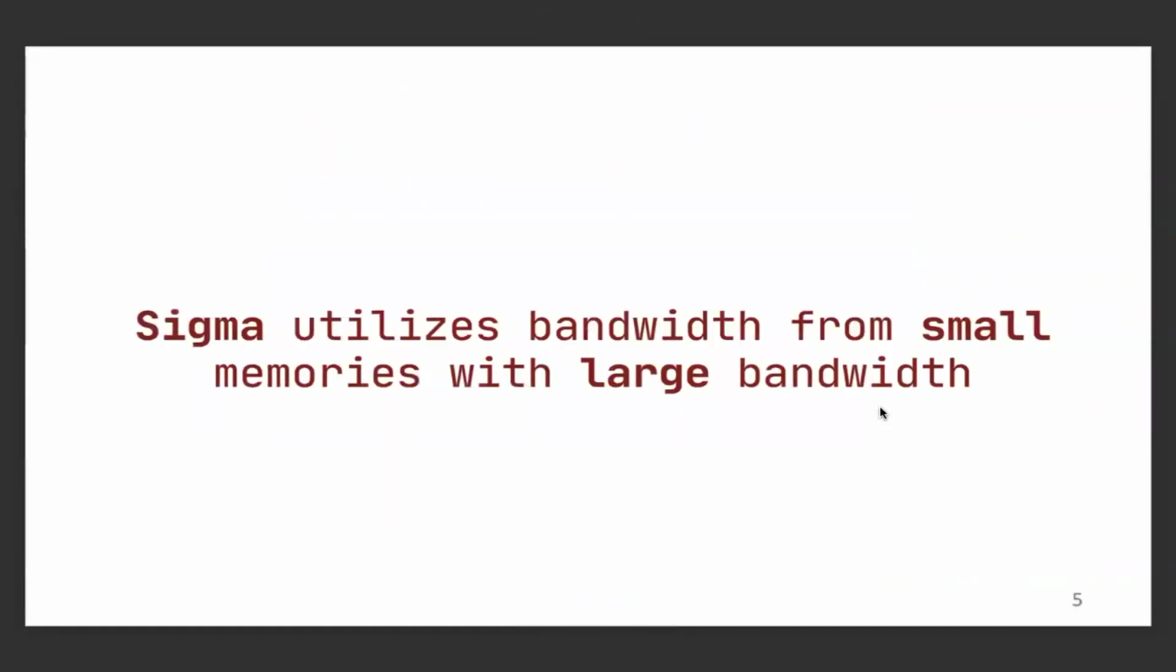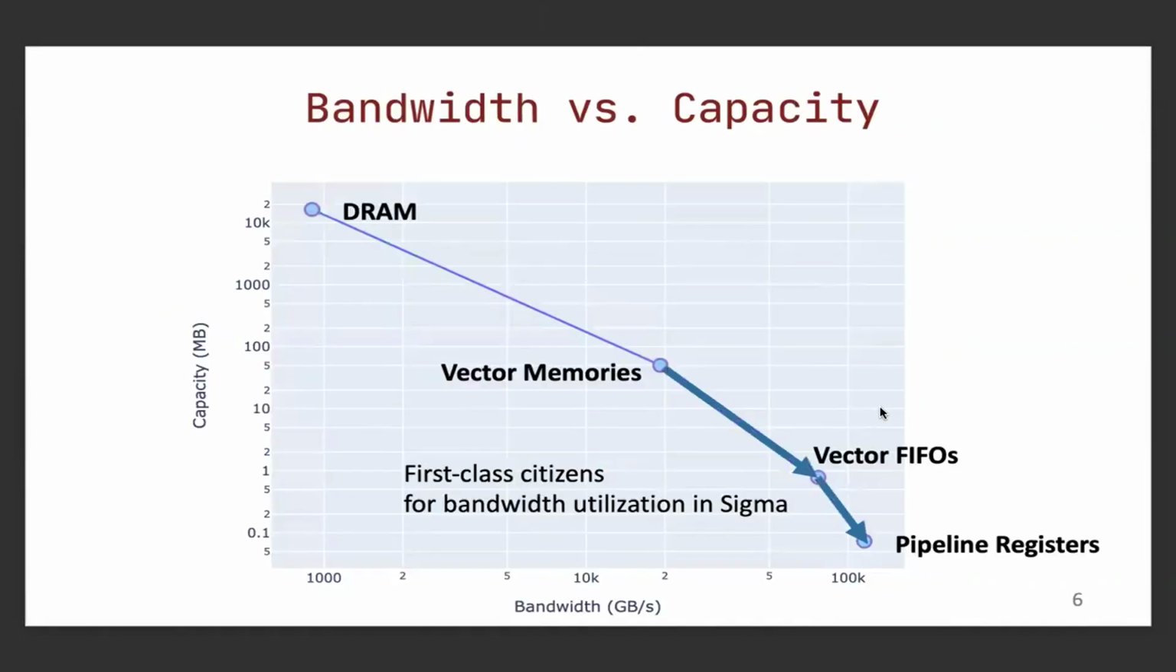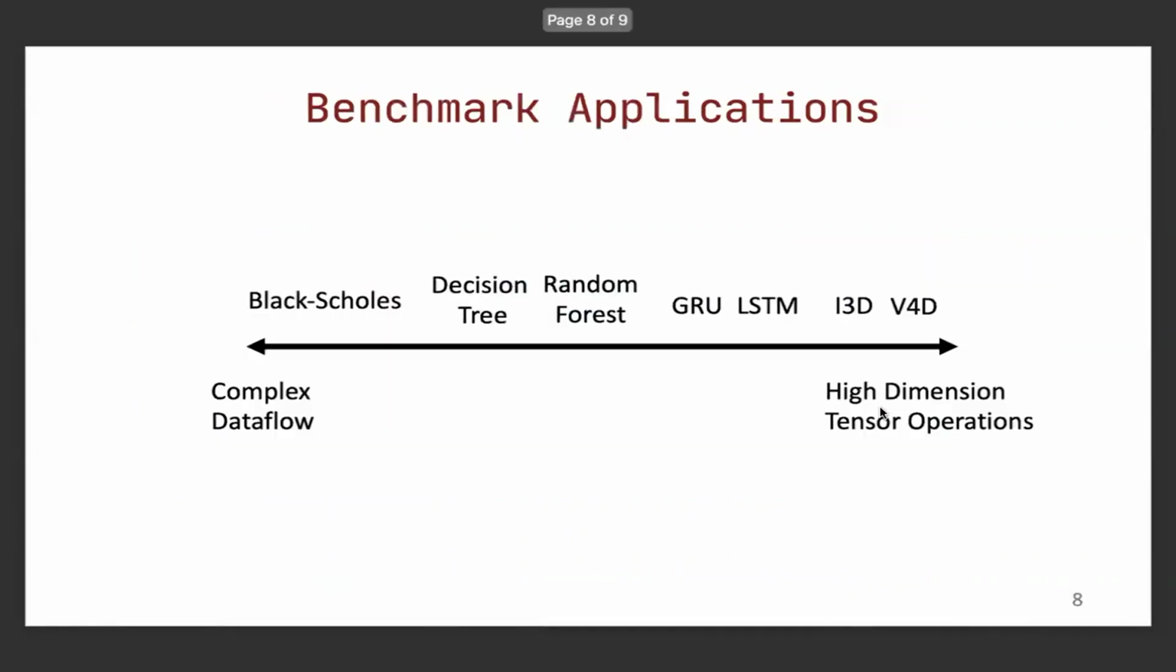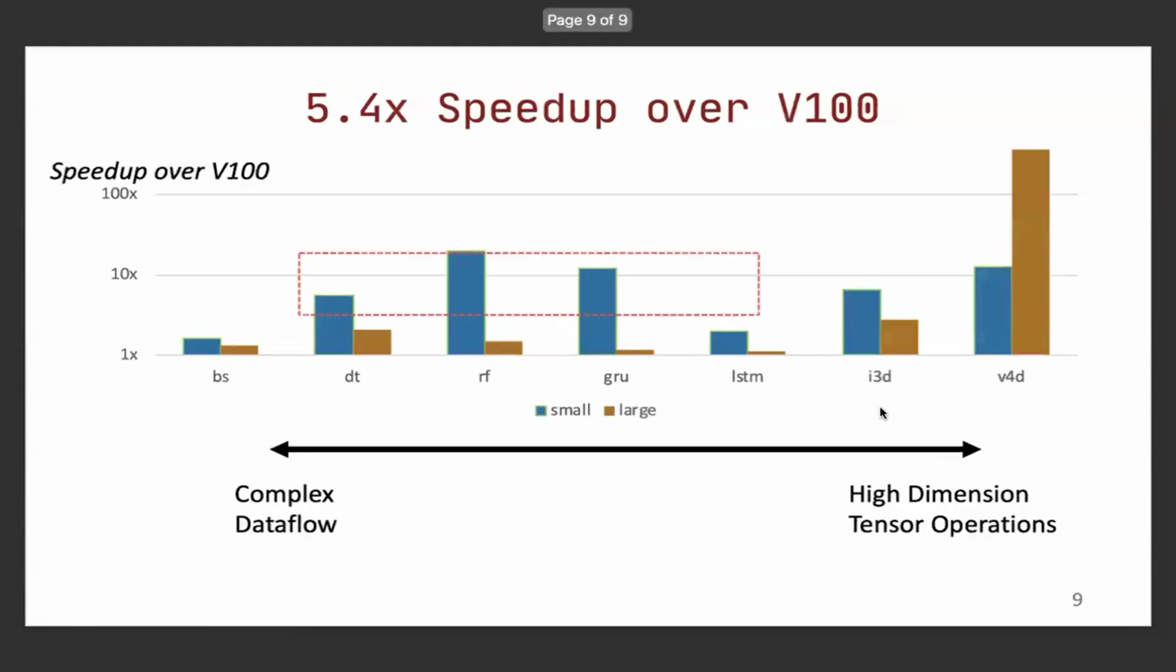In contrast, we propose Sigma, which utilizes bandwidth from small memories with large bandwidth. In Sigma, data transfers between vector memories, vector FIFOs, and pipeline registers are treated as first-class citizens. We evaluated Sigma by generating mappings targeting the Plasticine RDA and compared it against a baseline system using a Tesla V100 GPU programmed by PyTorch and cuDNN. We evaluate these two systems on a wide range of different applications that could contain complex data flow or high-dimension tensor operations. Overall, we find that the combination of Sigma and Plasticine delivers over 5.4x speedup over V100.